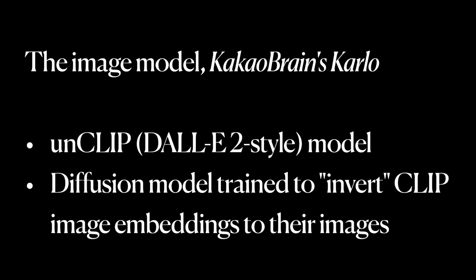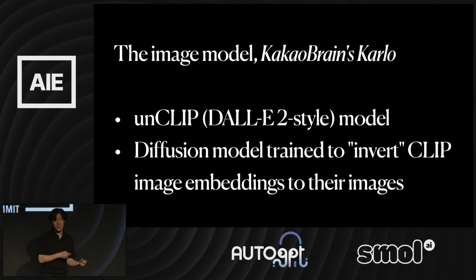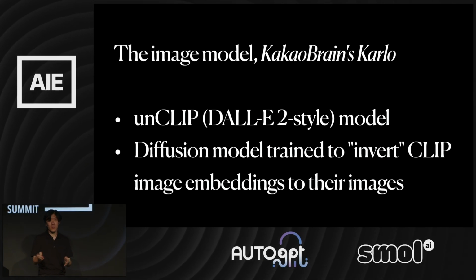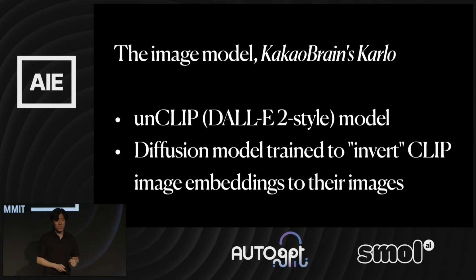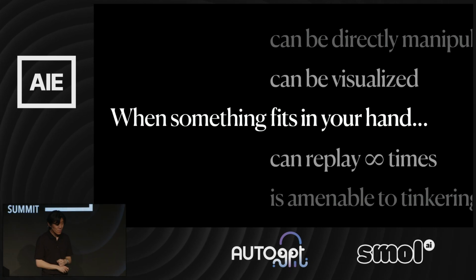The image model that I was using at the end was Kakao Brain's Karlo. Excited to see Korea stepping up there. This model is an unCLIP model, which is trained kind of like the way that DALL-E 2 was trained, as a diffusion model that's trained to invert CLIP embeddings, so go from CLIP embeddings of images back to images. And that lets us do similar things as the text model that we used.